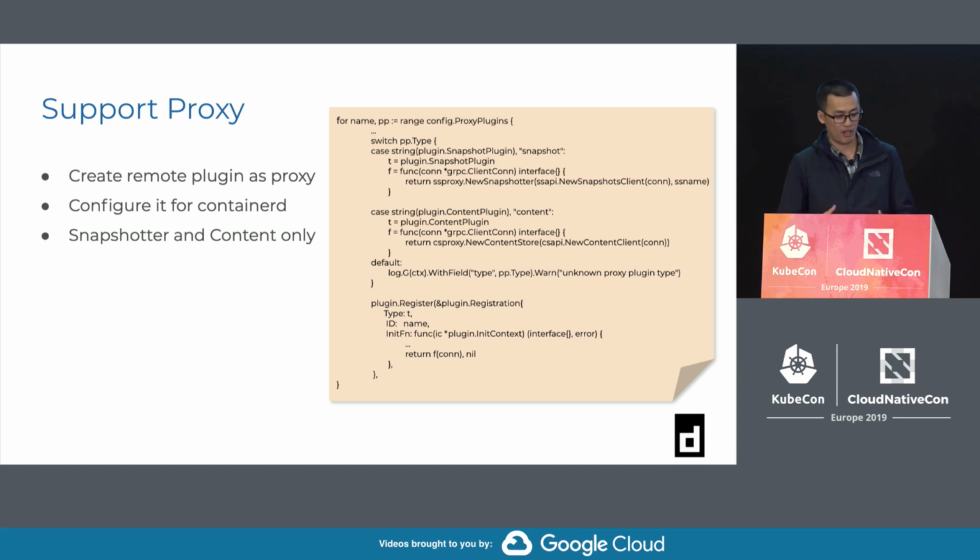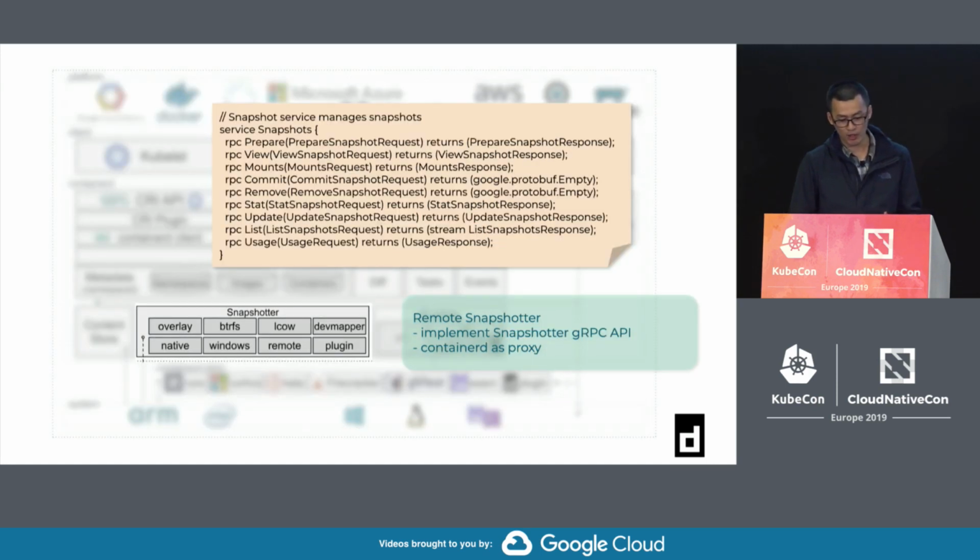But I know there are a lot of third-party snapshot plugins and other kinds of plugins. So for the proxy plugin, all it needs to do is redirect the request to the external plugin. So for the external plugin, it has to implement the snapshot or the content plugin interfaces. For example, look at this picture. This is for the snapshot external plugin. If you want to implement your own snapshot plugin, you have to implement those APIs in your gRPC service.